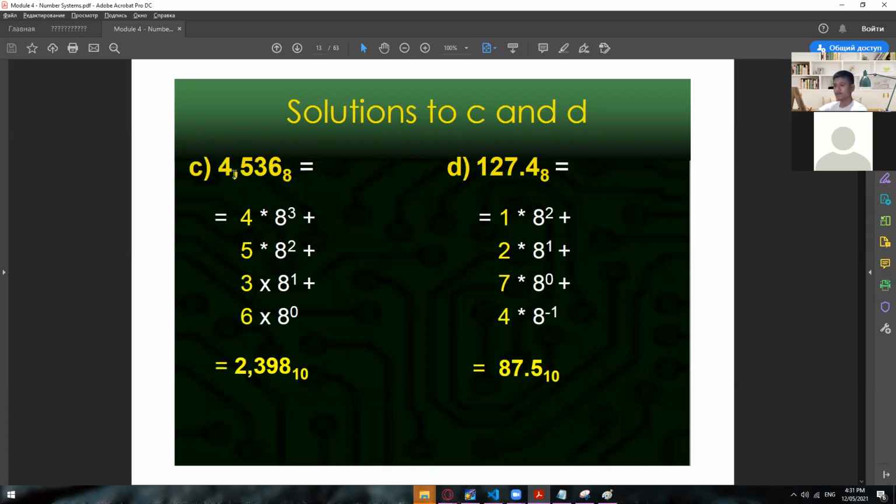In here, we have 4,536, which is an octal. All you need to do is line this one up from top to bottom, starting from here, the highest significant bit. So 4,536, and then multiply everything to its base, which is 8. Since this one is only a whole number, the exponents are 0 and above, increasing by 1. So 0, 1, 2, and then 3. Just do the math, and then you will get 2,398.